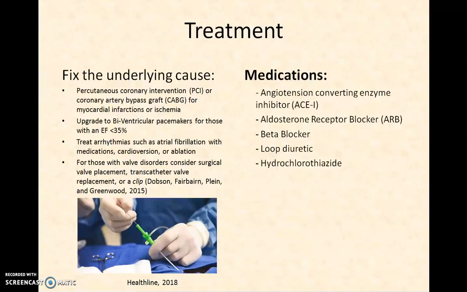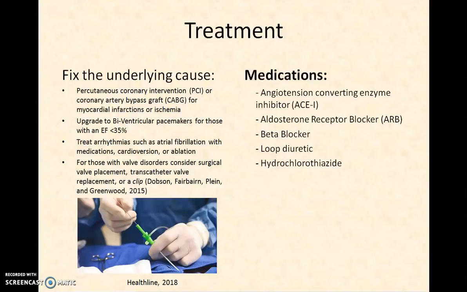And just to touch on some medications to treat heart failure: angiotensin converting enzymes, ACE inhibitors, ARBs, beta blockers, loop diuretics, hydrochlorothiazide are all types of medications people are treated with for heart failure. So yeah, the ACE inhibitors and ARBs, what they tend to do is, in a way, dilate the vessel, so it takes some of the workload off the heart. In addition, they can help prevent any kind of remodeling of the cells in the heart.